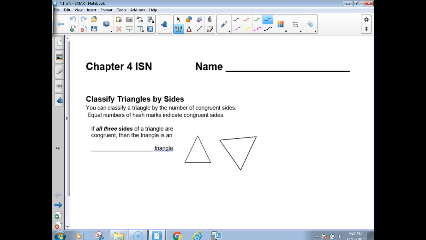You can classify a triangle by the number of congruent sides, indicated by equal numbers of hash marks. What are hash marks? You've seen them before. They'd be something like this. If you have a slash on all those sides, that would indicate those three sides are equal. So if all three sides of a triangle are congruent, then the triangle is equilateral.